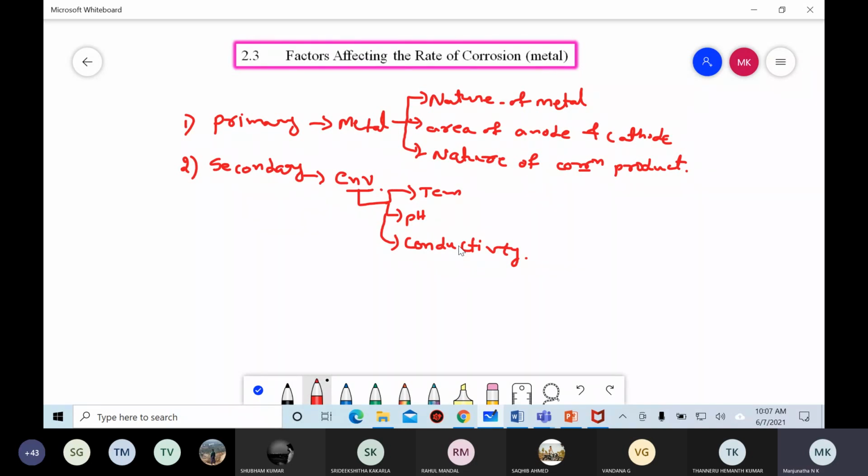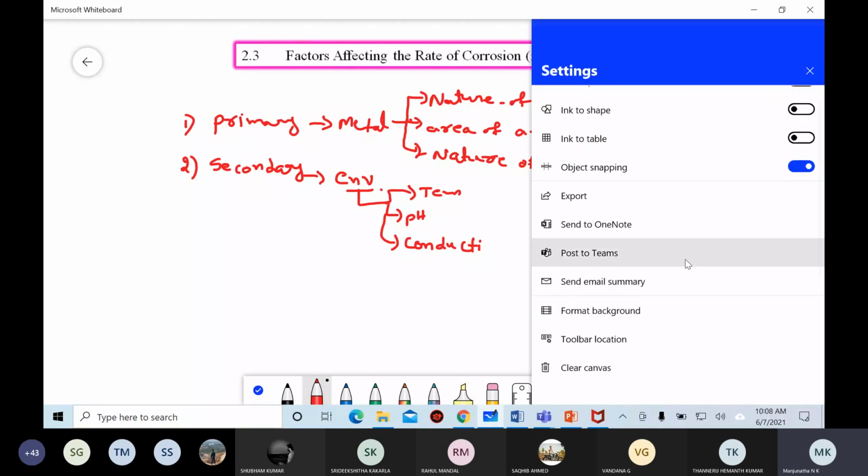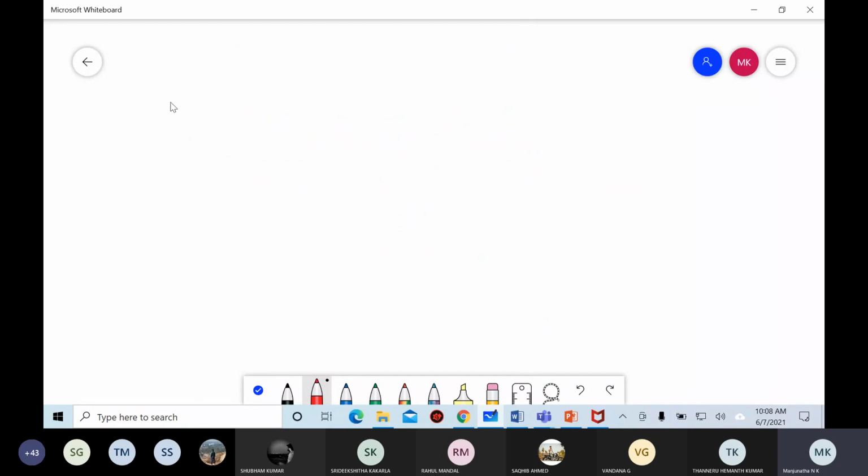So this is the next topic, that is factors affecting rate of corrosion. For 6 or 7 marks they will ask, explain the following factors affecting rate of corrosion. Any 3 they will give out of these 6. Coming to the first one, nature of metal, how nature of metal affects the rate of corrosion. So coming to the first factor in primary factor, that is nature of metal.